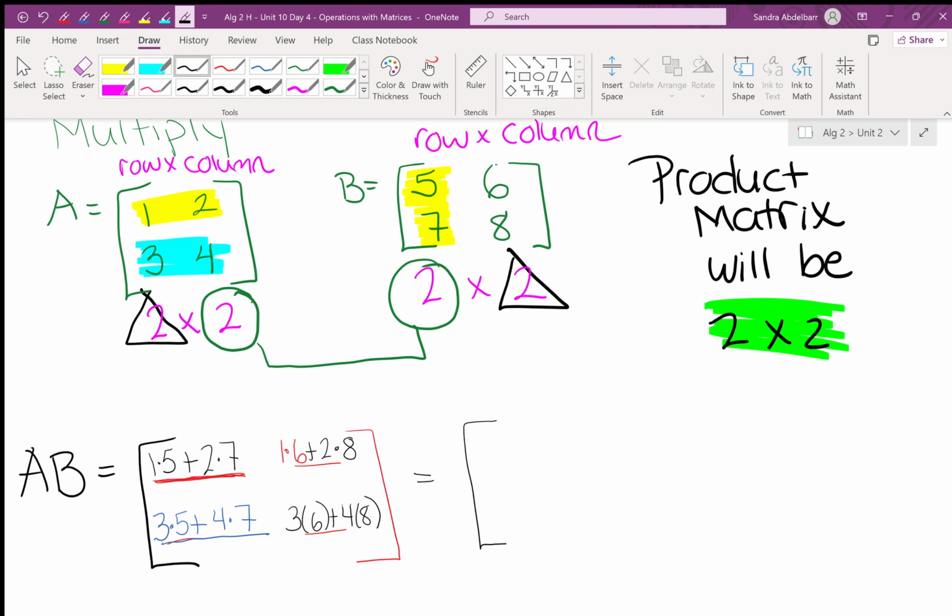And now we simplify the elements. 1 times 5 is 5. 2 times 7 is 14. 3 times 5 is 15. 4 times 7 is 28. Up here, 1 times 6 is 6. 2 times 8 is 16. Underneath, 3 times 6 is 18. 4 times 8 is 32.